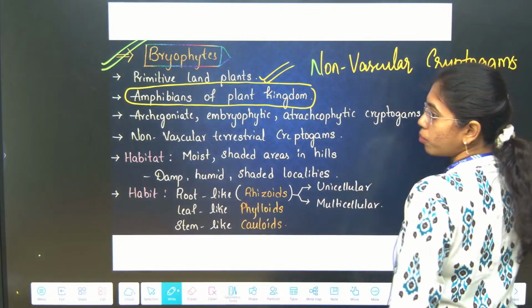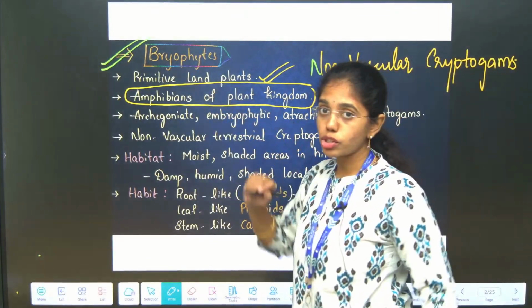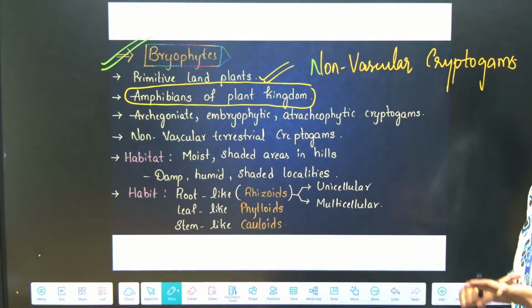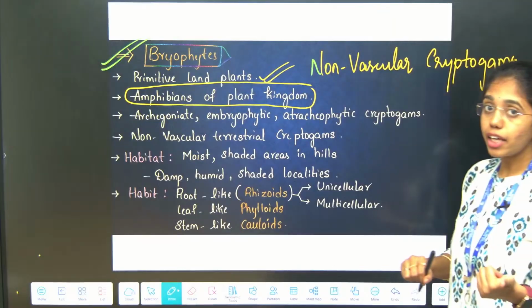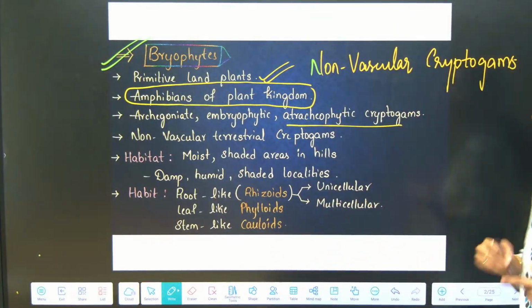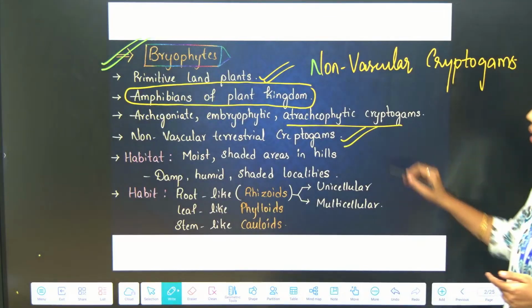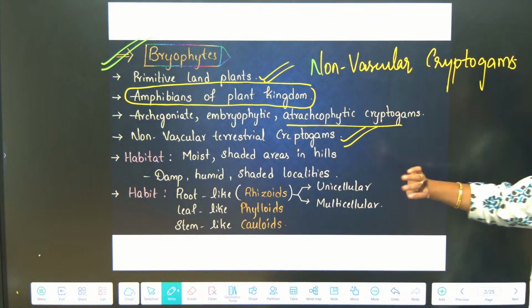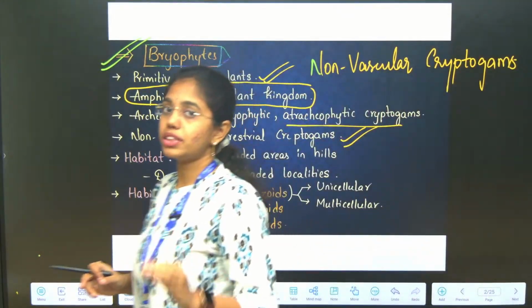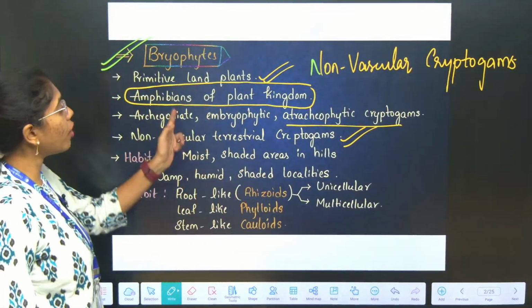They are most popularly known as what? Amphibians of plant kingdom, primitive land plants, and they are non-vascular cryptogams. They are archegoniate, embryophytic, atracheophytic cryptogams. They are non-vascular terrestrial cryptogams. These are the synonyms of bryophytes to be remembered. You will be asked questions on this using any of the synonyms.